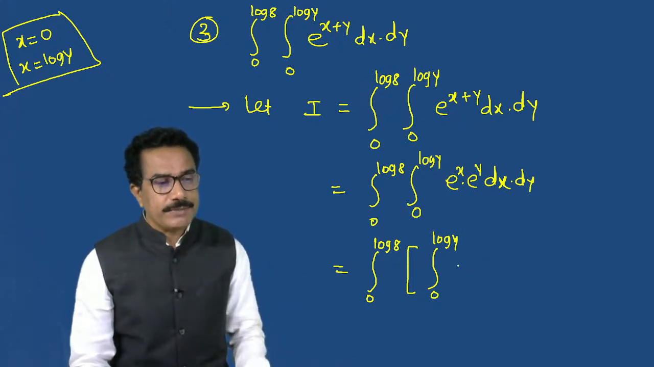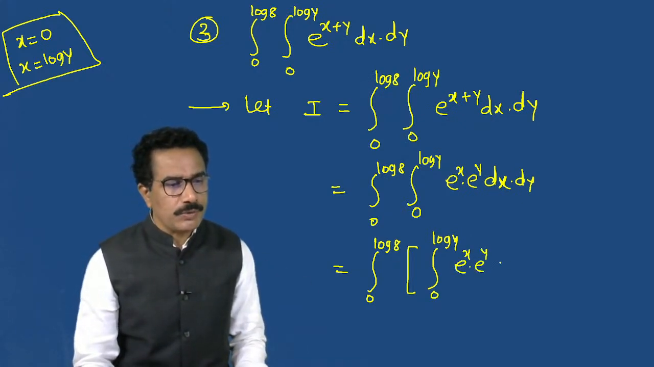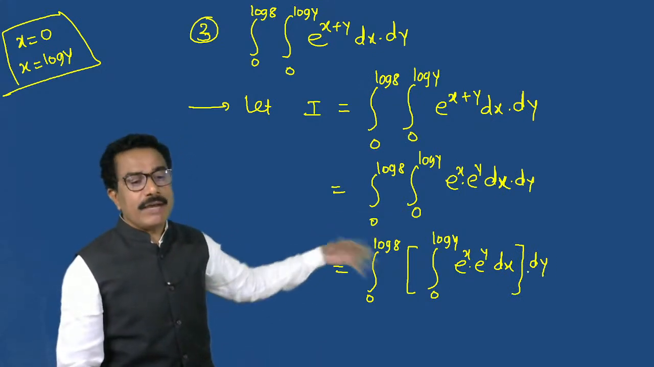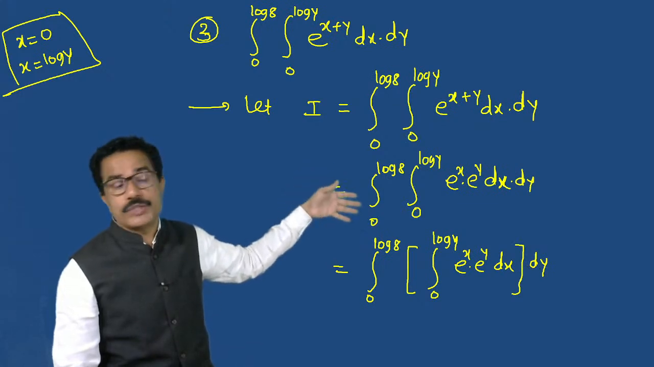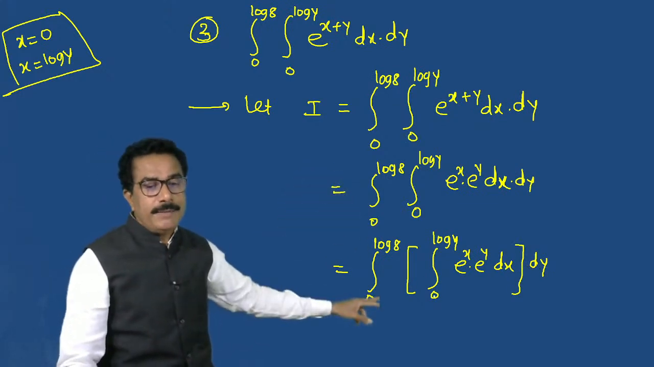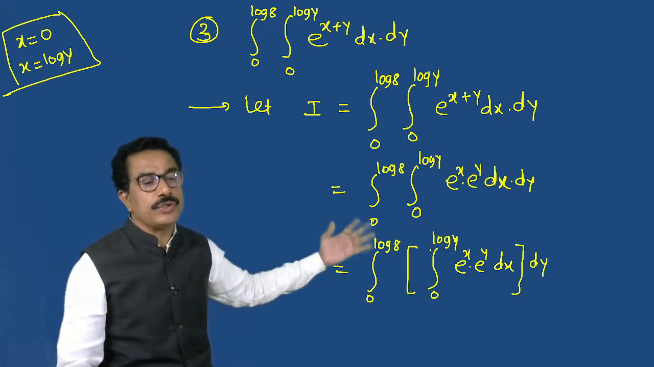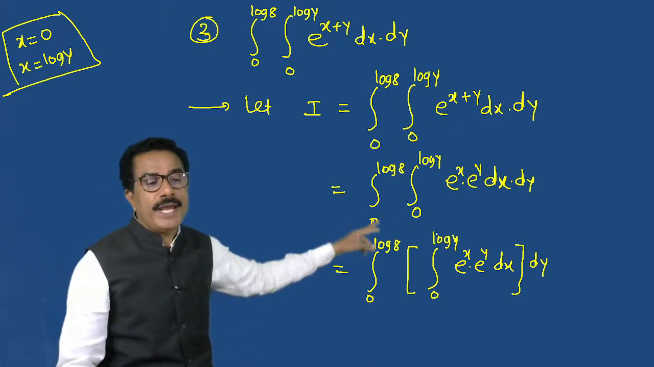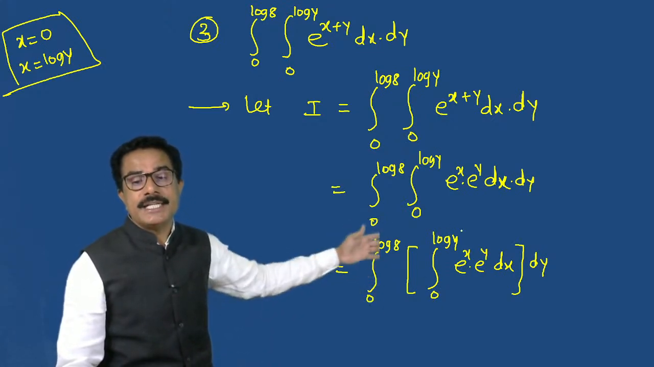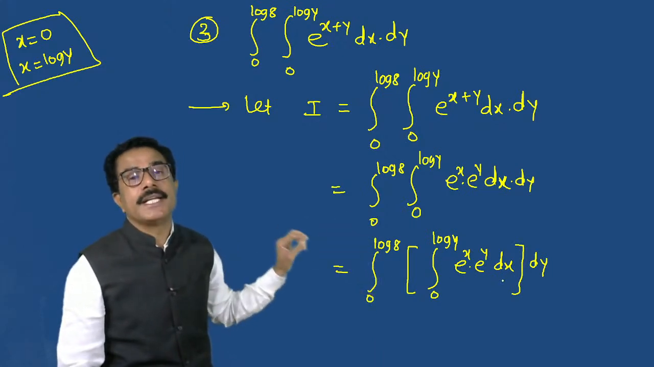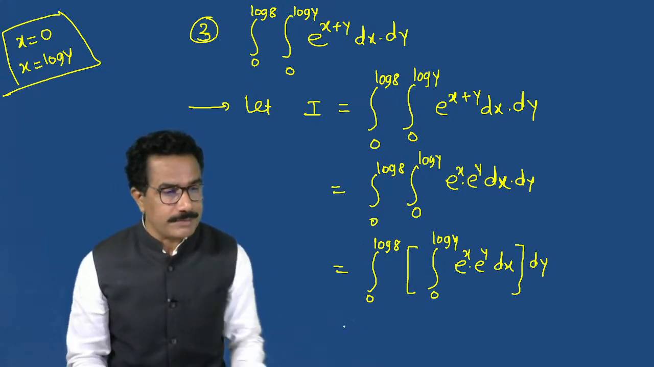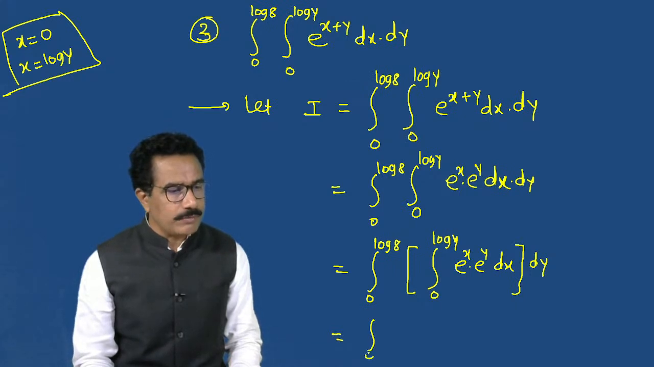What integration do we take? The integral of e raised to x into e raised to y dx, keeping y constant. Here we take x and keep y constant, integrating with respect to x, because the limits of the second integral are x equals 0 to x equals log y. That means in terms of y, f1 of y, f2 of y. If the limits are in terms of y, then we take integration with respect to x keeping y constant. Remember this properly, it should be understood. Okay, so integral from 0 to log 8.